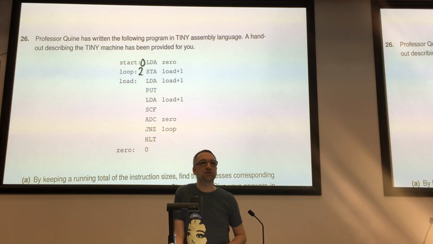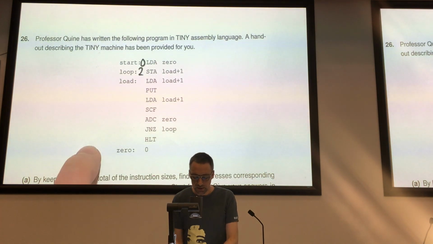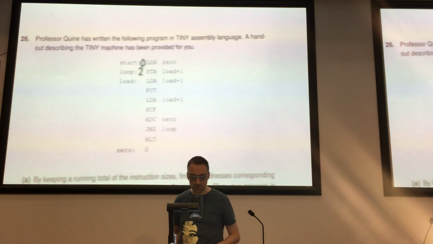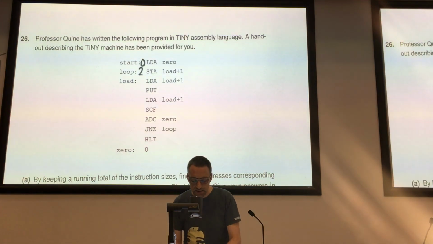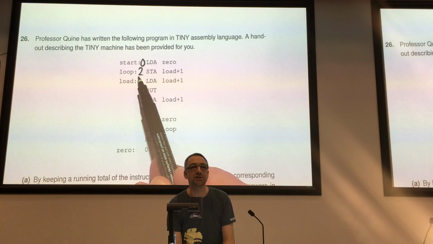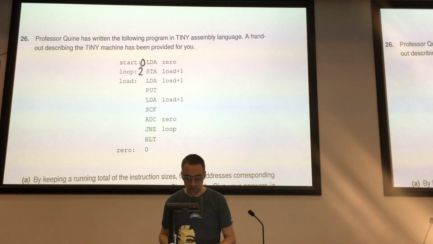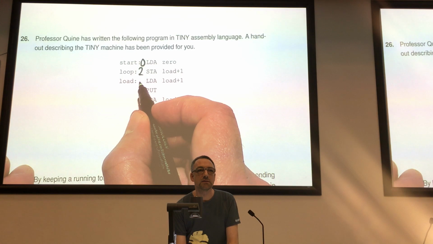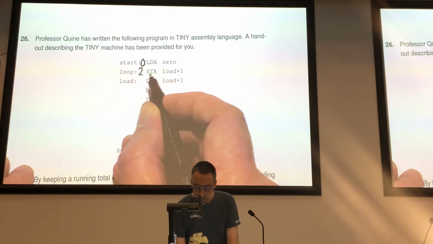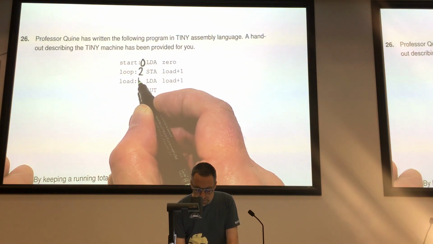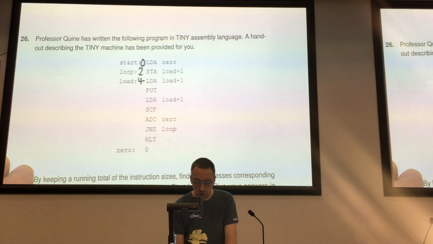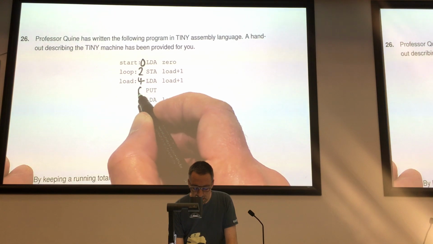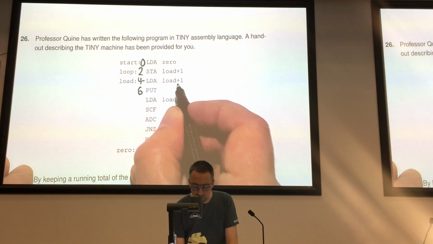Everyone see why I added 2? Because the first instruction had size 2. And we're making a running total of the sizes. So that means that this loop label really refers to location 2. Okay? So what do I put here? What's the next? Yeah, it's another 2-cell instruction. So our running total goes to 4. What's next? 6, because that's another instruction with an operand.